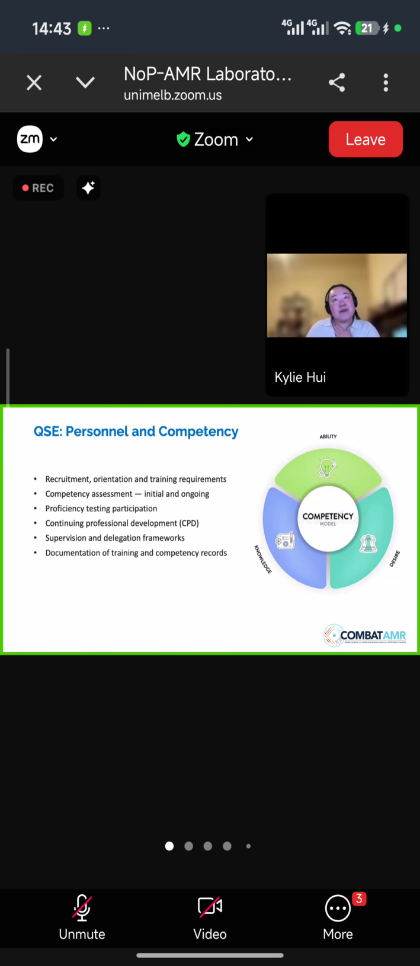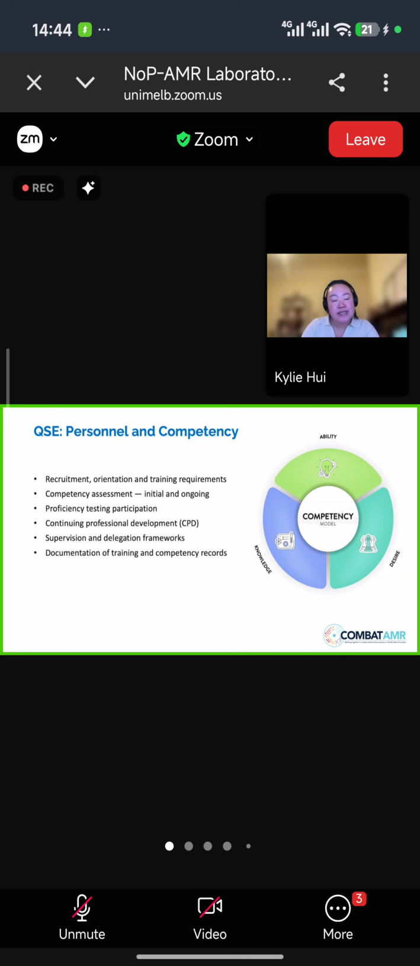When we look at personnel and competency, this is where we look at recruitment, and the orientation and training requirements needed for the staff to ensure that they can complete the work and ensure that everyone's confident. Competency assessment. So you have the initial competency where after someone is trained, we want to ensure that they're competent. There is an assessment for that. And after a while, we have a routine check of how competent someone is. So for example, this could be an annual competency check.